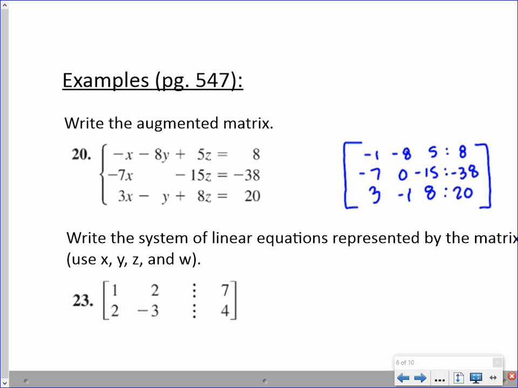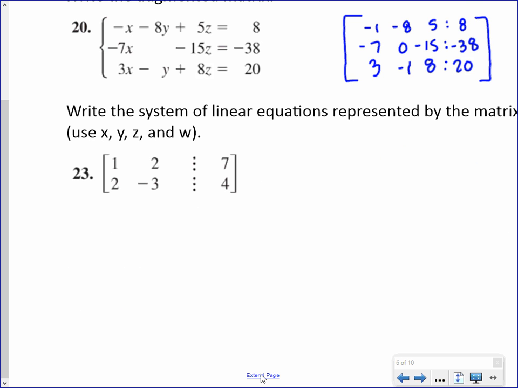This is on the same page, number 23. When I'm writing the system of equations, my first column is going to be x, my second column is going to be y. There's my equal sign, so this would be x plus 2y equals 7, 2x minus 3y equals 4. We feel comfortable with this? Excellent.